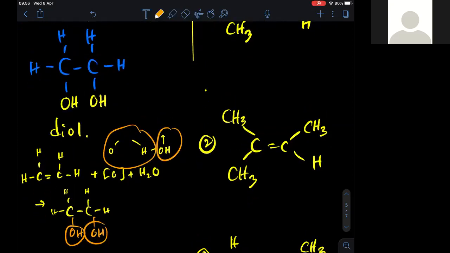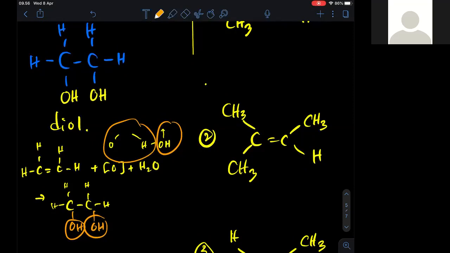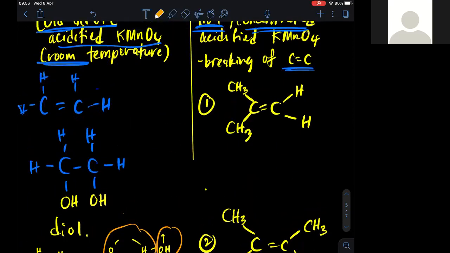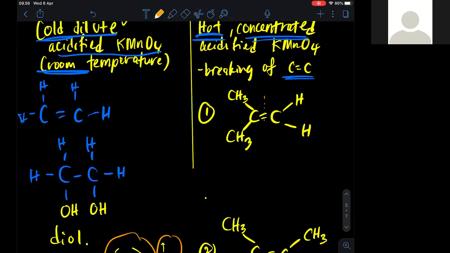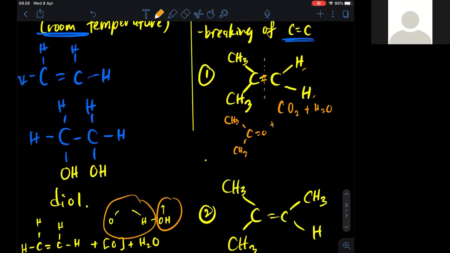Now, we go to the difficult part. If you have, for example, this, you need to actually break the double bond. And here, if you have H and H, it's going to be carbon dioxide and water. And then if you have it like this, you just need to put O over there. So you will have C double bond O, CH3, and CH3. That's a ketone. That's it. Done. So you are going to get a total of 3 products for molecule number 1.